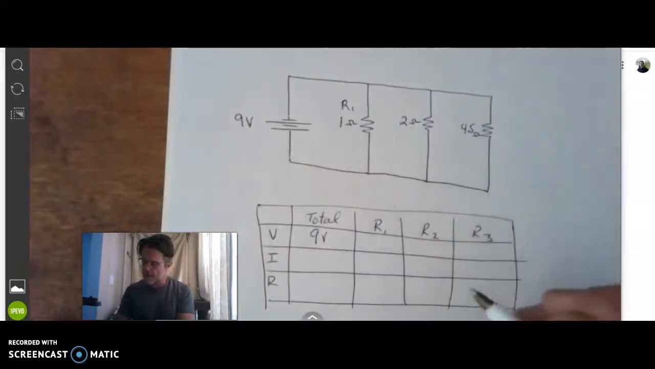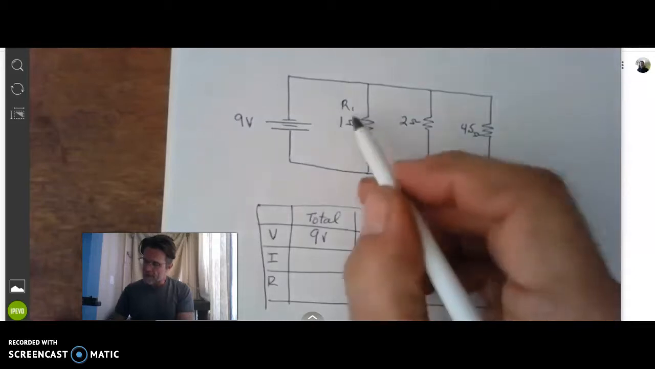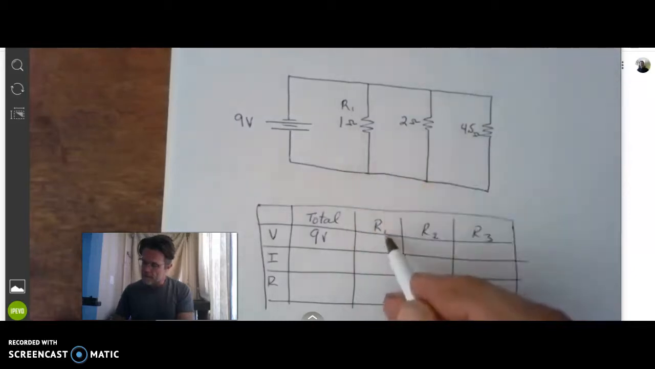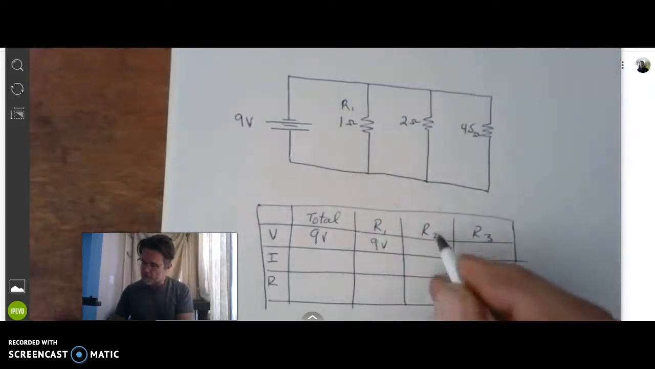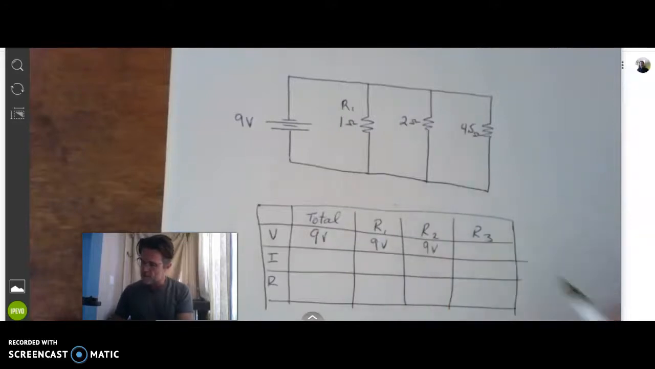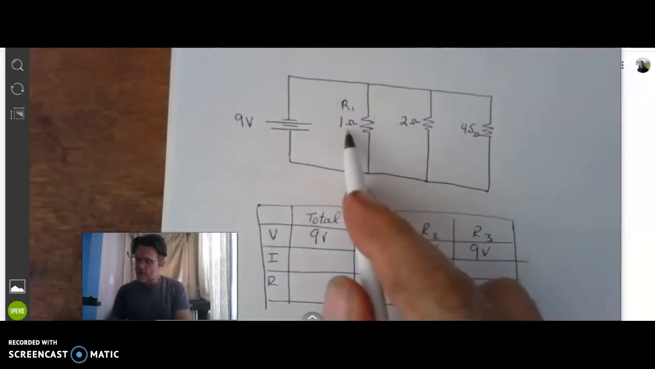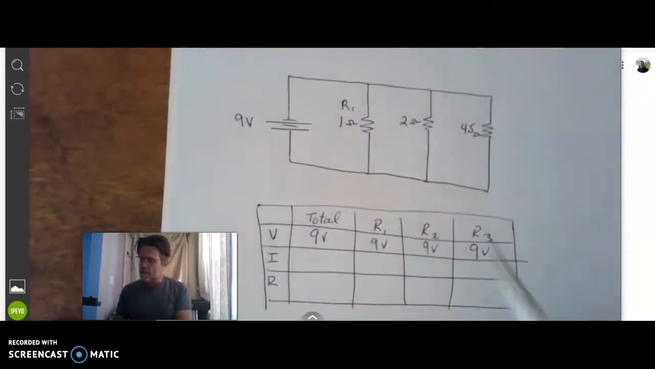So we can go ahead and fill in at R1. The first resistor is going to be 9 volts. Second resistor, 9 volts. And third resistor, 9 volts. Okay, so that's a big help. We've got the ohms already given to us.